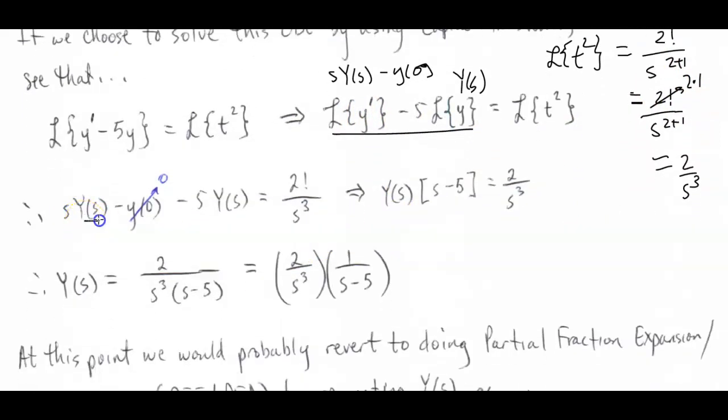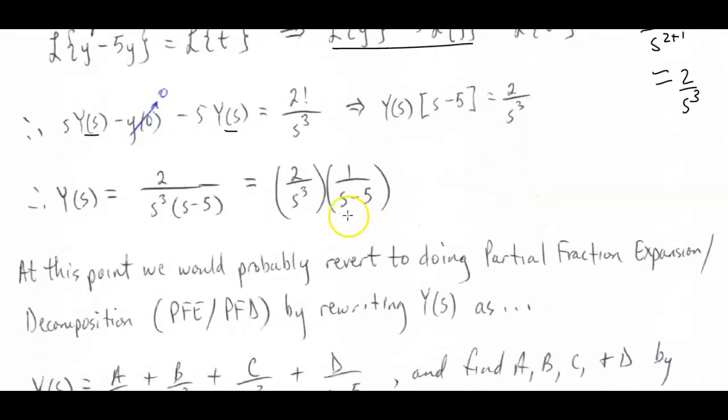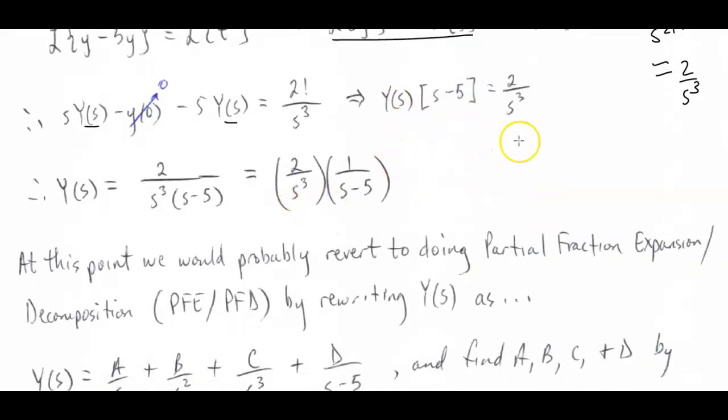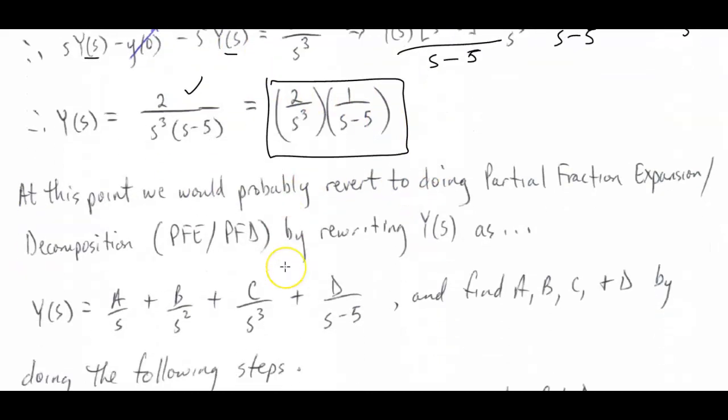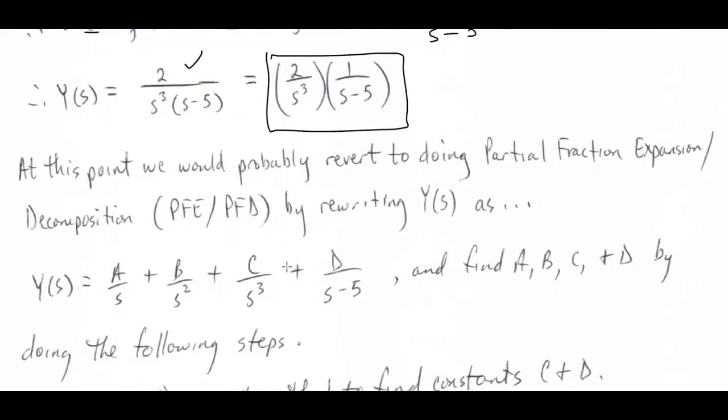We notice here we have common terms of Y of s, so we factor that out. We just have s minus 5 times big Y of s on the left side, and 2 divided by s cubed on the right. We divide both sides by s minus 5, and we get this situation here. We could write it this way, or we could write it as a product of 2 rational functions, okay?